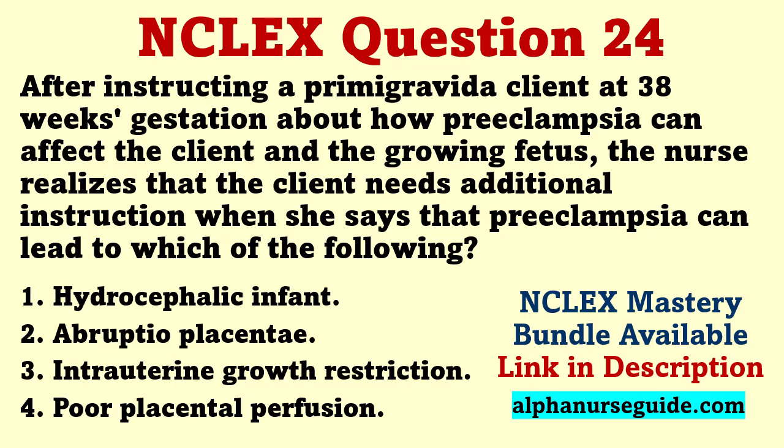Congenital anomalies such as hydrocephalus are not associated with preeclampsia. Conditions such as stillbirth, prematurity, abruptio placentae, intrauterine growth restriction, and poor placental perfusion are associated with preeclampsia. Abruptio placentae occurs because of severe vasoconstriction. Intrauterine growth restriction is possible owing to poor placental perfusion. Poor placental perfusion results from increased vasoconstriction.